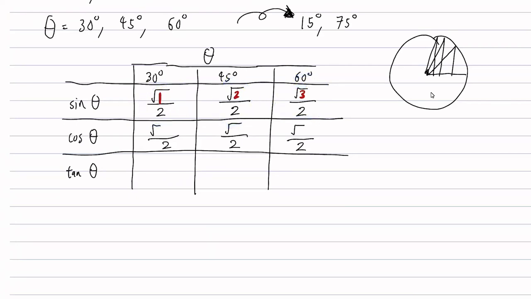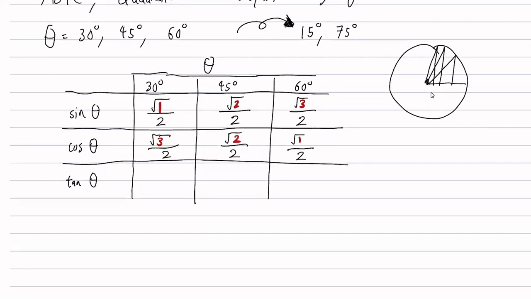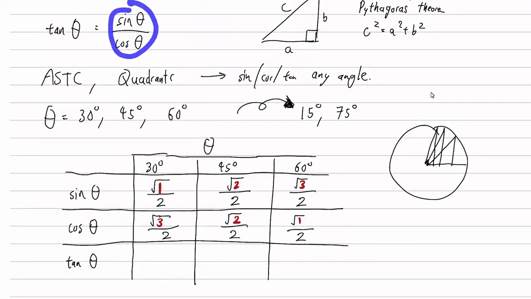How about for the other way around, cosine? You're looking at the adjacent. Smaller, so it decreases. What's the pattern? Instead of 1, 2, 3, 3, 2, 1. Okay, that's how you remember it. And then remember that tangent is what? Tangent is sine over cosine, right?